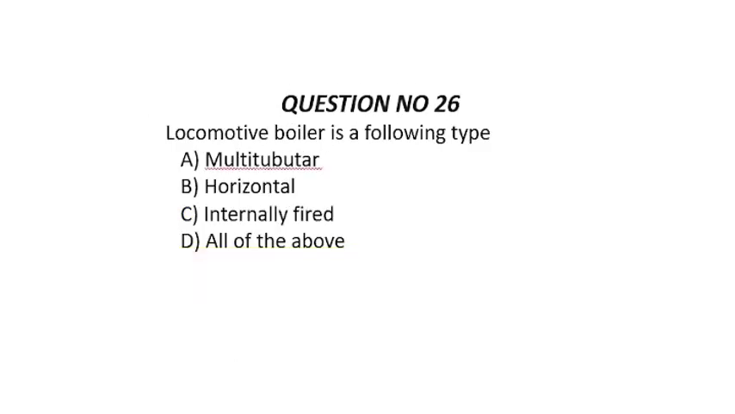Question number 26. Locomotive boiler is of the following type. So it is multi-tubular, also horizontal, also internally fired. So the correct option is option D.